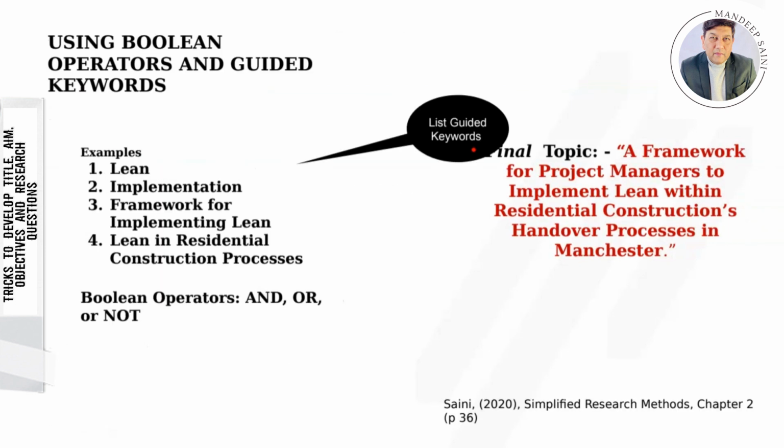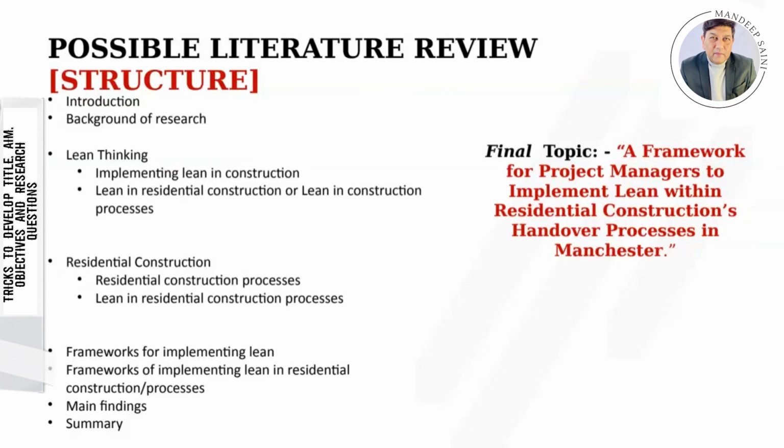Now, finally, when you're coming up with the structure of the dissertation and you're searching for articles and literature, I suggest you come up with a list of keywords. The keywords are lean implementation, and framework for implementing lean in the residential construction process. Those are the keywords you should make a list of, because when you search for the articles, you can always use those keywords. When you have the structure, those become your main headlines, and those become your keywords as well to find the articles.